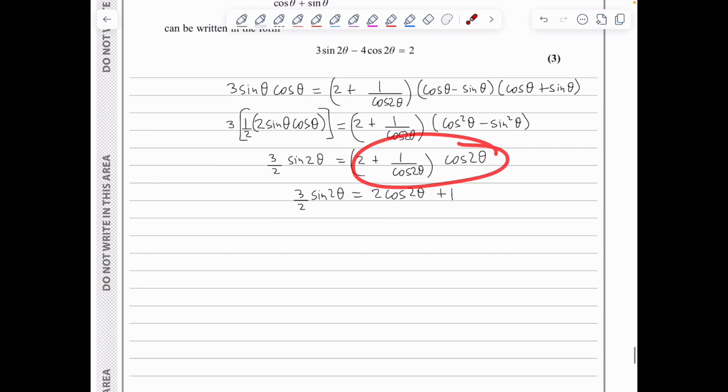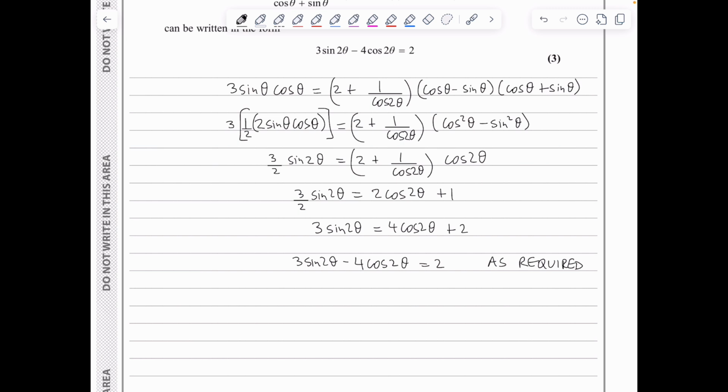So I will cross multiply it by 2 to get 3 sine 2 theta is equal to 4 cos 2 theta plus 2. And I will move the 4 cos 2 theta on the left hand side to get 3 sine 2 theta minus 4 cos 2 theta is equal to 2 as required.